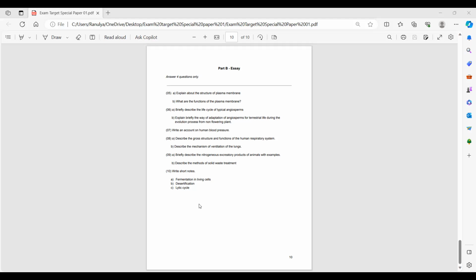Question part B. Describe the mechanism of ventilation of the lungs. Number 1. Ventilation of the lung is necessary to maintain high oxygen and low carbon dioxide concentration in the alveoli or the gas exchange surface. Next point. Ventilation is accomplished by breathing, which is the alternating movement of air into and out of the lungs.